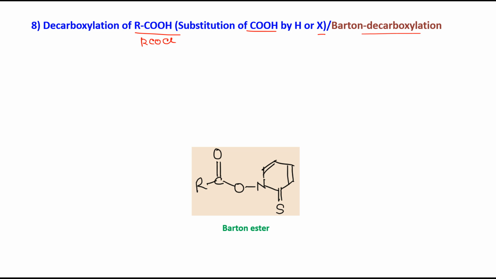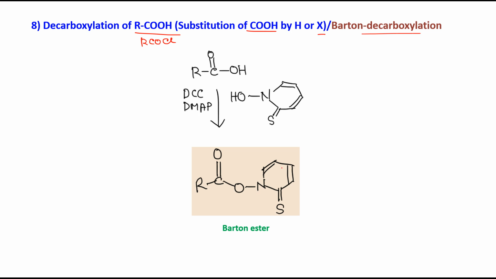Now how we are going to make it? In presence of DCC and DMAP, if we are starting from RCO2H, and here we have this molecule N-hydroxythiopyridone. So this molecule, finally there will be ester formation. So see this oxygen, and now it is linked to this nitrogen. Okay, so this is ester formation.